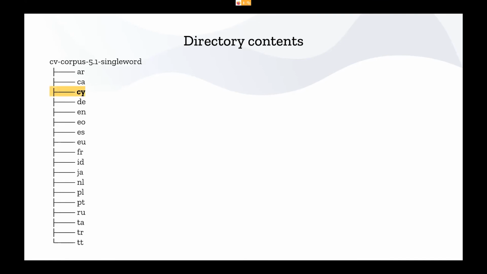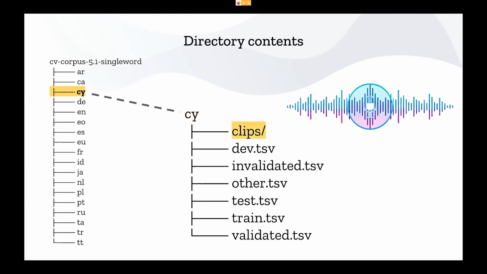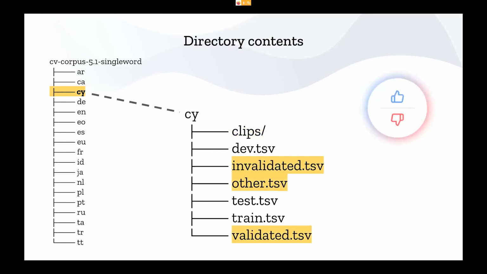If we look in, we get this. We've got 6 TSV files and 1 new subdirectory. This directory, clips, contains the audio. This is where all of the gold is. These are all the same MP3 files that I talked about earlier. So now for the TSV files, there's kind of 2 sets of them.